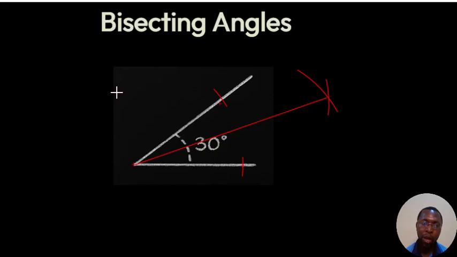So the angle here and the angle here are 15 degrees. So the angle here is 15, the other one here too is 15. So this is how you bisect an angle.